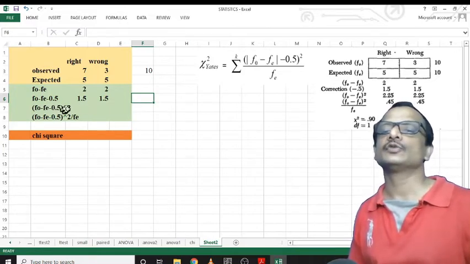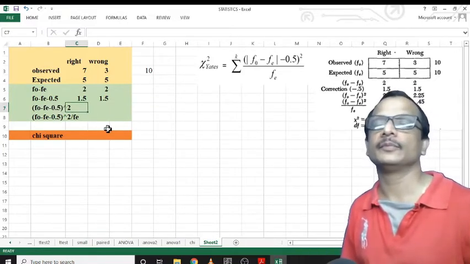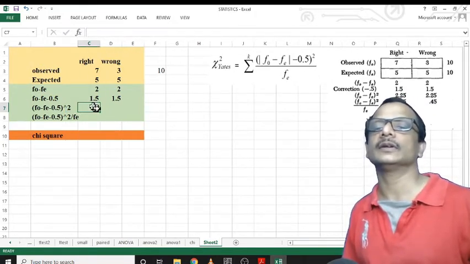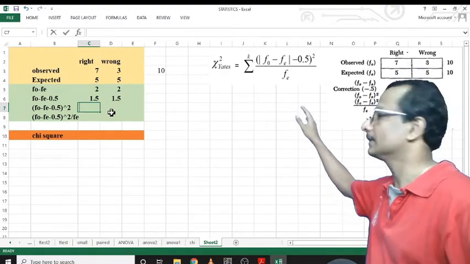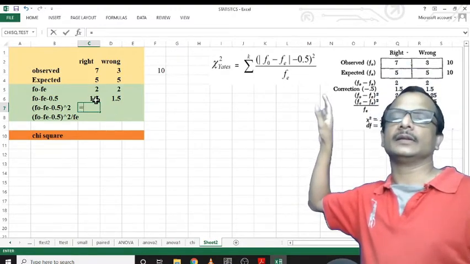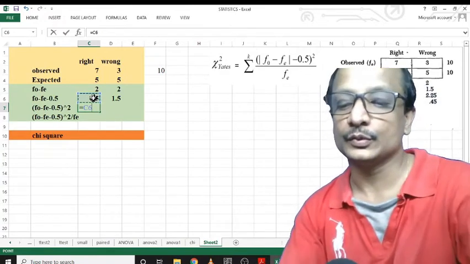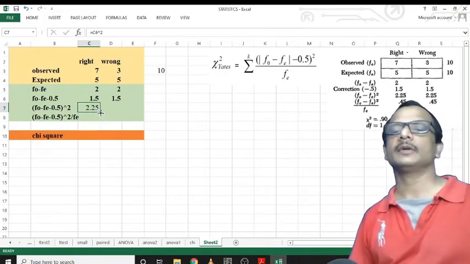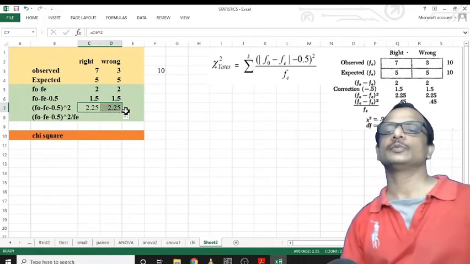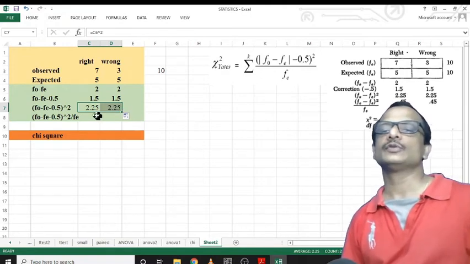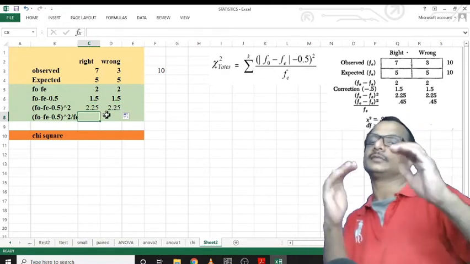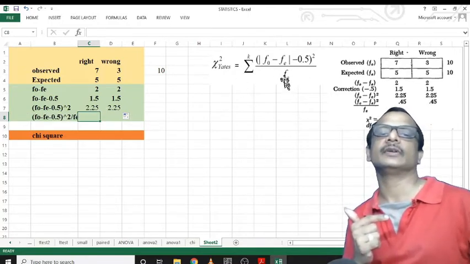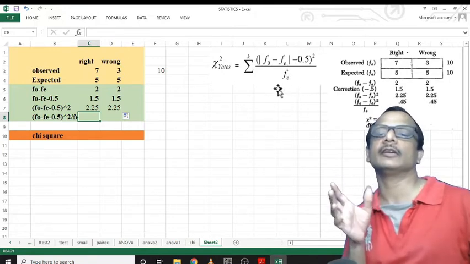Then we have to square this value. Now it's clear. We can click here, equal to, then click here and raise to 2, right? 2.25. The same can be applied here, 2.25. Then we have to divide this figure by Fe. That is the last step, we divide by Fe.